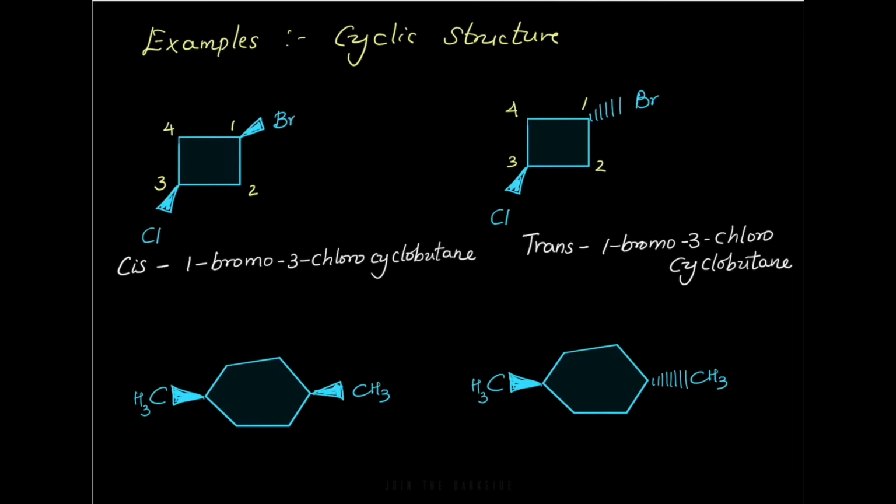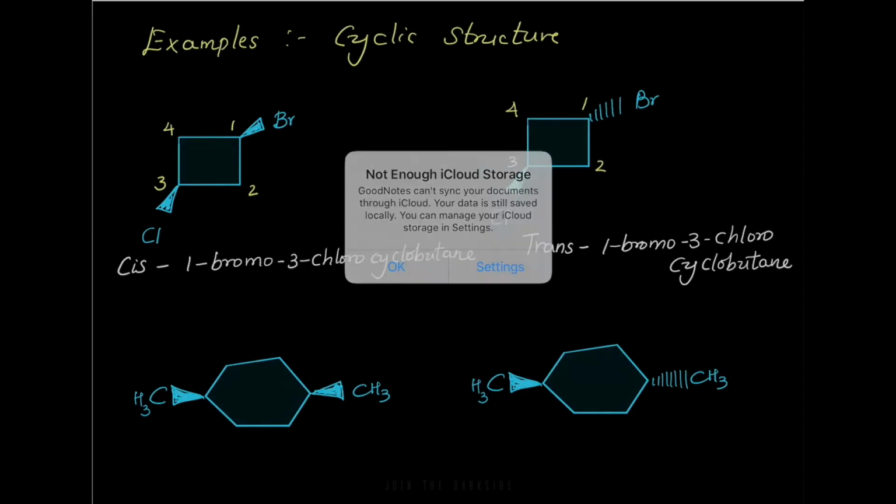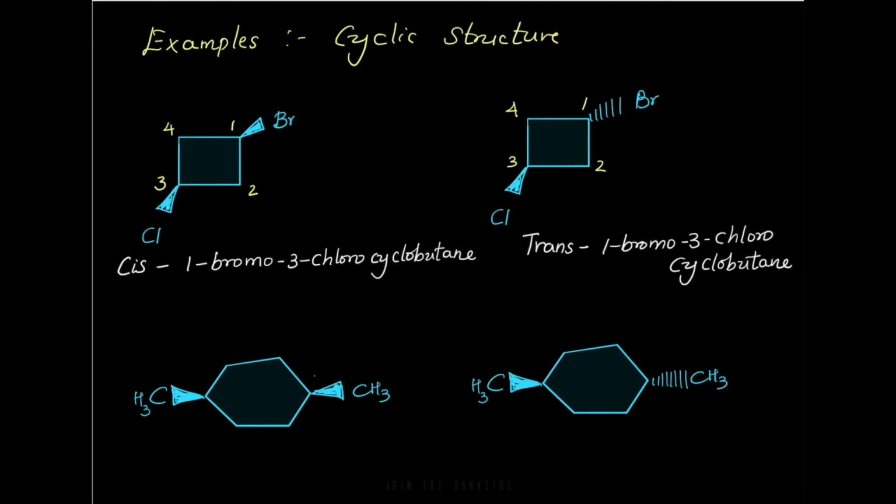Now, let's go on to the next problem. Here we have a cyclohexane, and here again you have two groups that are pointing in the same direction. They both are actually solid wedges. Let's start the numbering. We have only one type of group, so we only have methyl groups on both sides, so it doesn't matter where we start the numbering from.